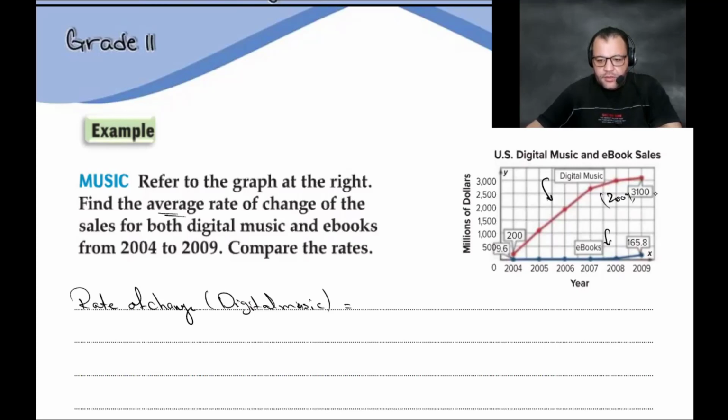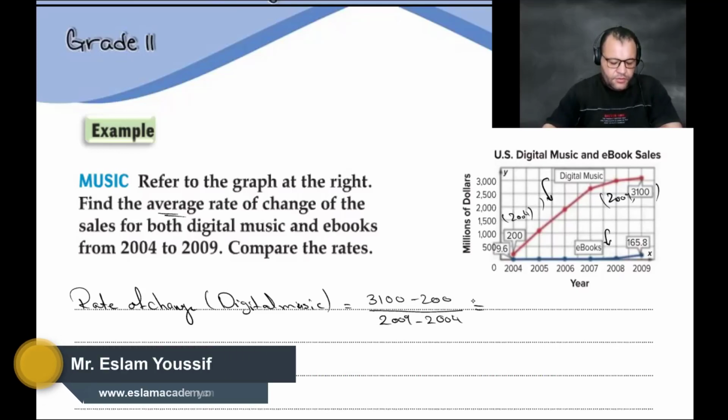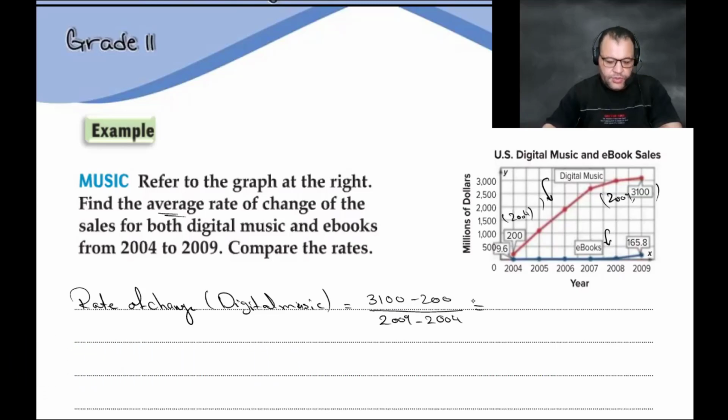2009 and 3,100, that's 2004 and 200. So it will be 3,100 minus 200 divided by how many years, from 2009 to 2004. So we can calculate that. That would be 580.